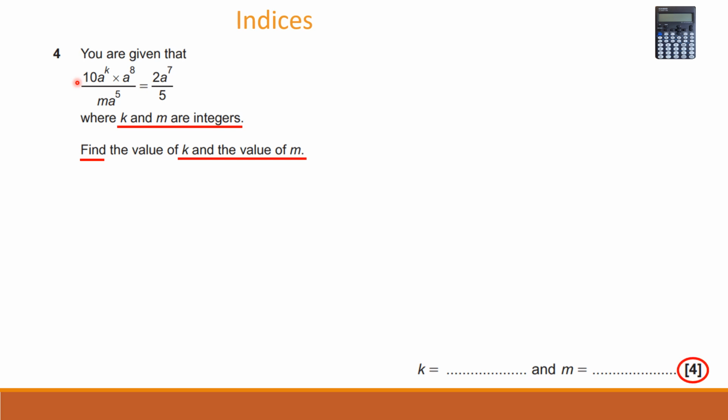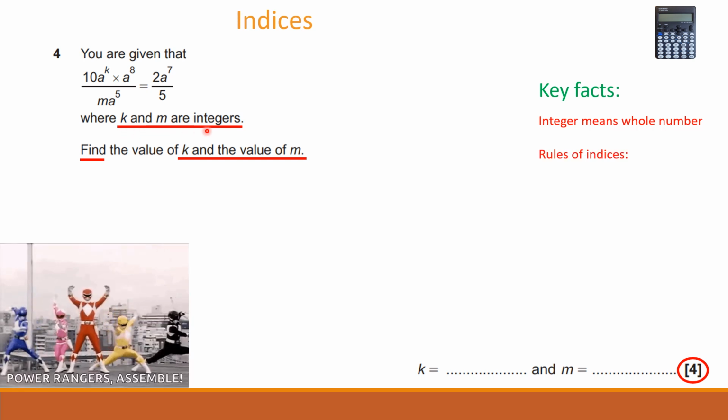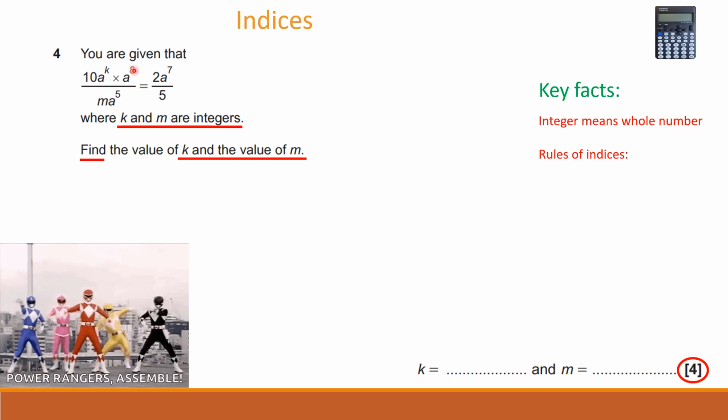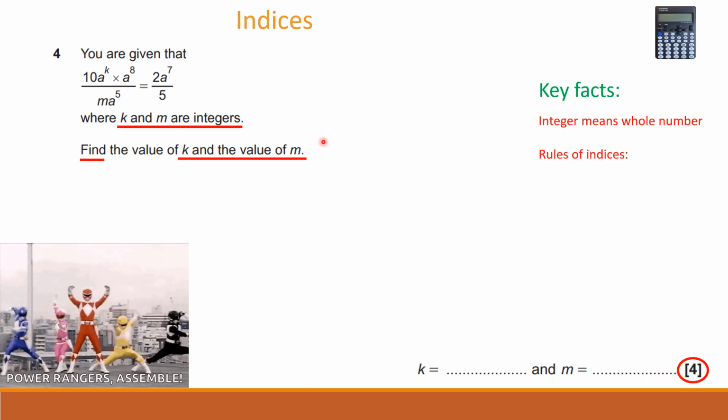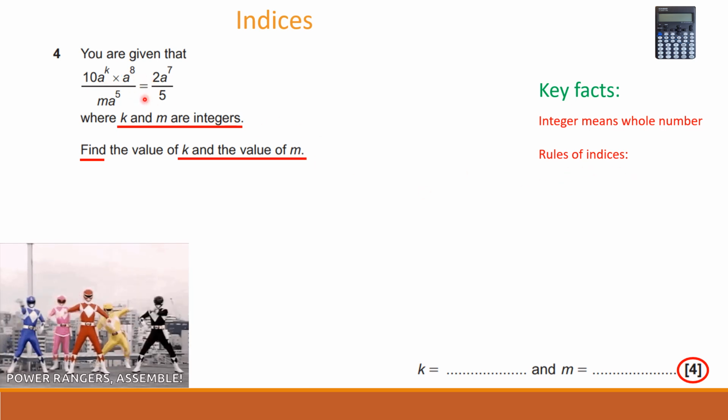It's worth 4 marks. Now the key facts you need to know. The word integer means whole number. So this word here means a whole number. So k and m are whole numbers. We need to know what those values are. And we're going to be looking at some rules of indices. So you can see up here, these little powers up here are the rules of indices. So we've got to work out what the rules are.